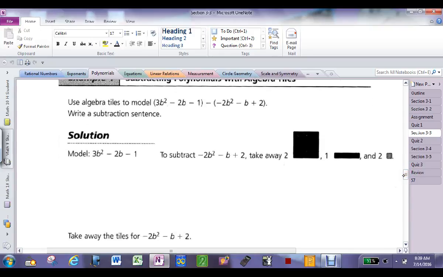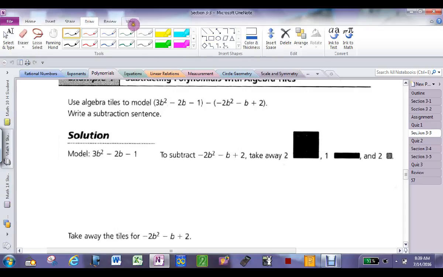Okay, so subtraction. Again, just like with addition, we need a subtraction sentence, which, just like with addition, is poly minus poly, and then an answer. Now, is there any limit to how many polynomials you can subtract?